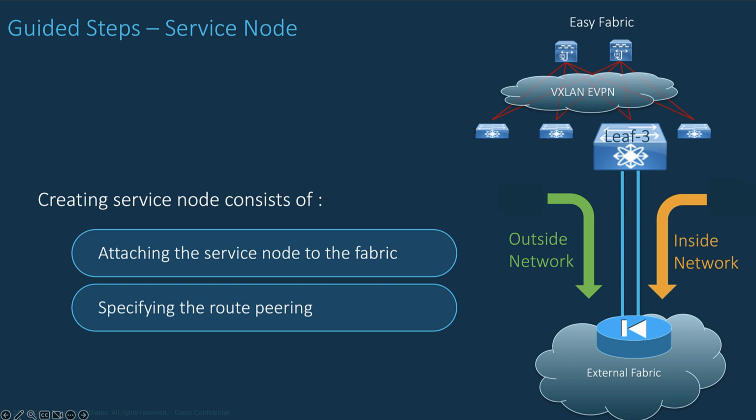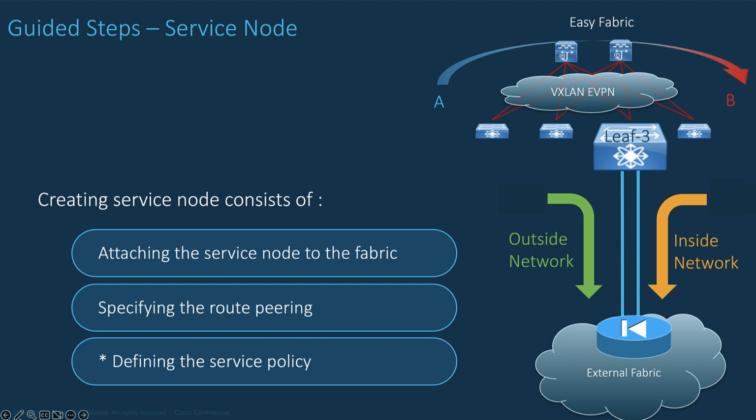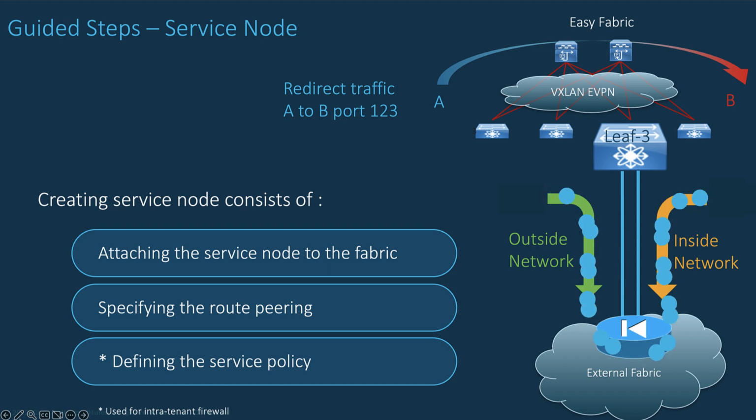Then you need to specify the route peering. That means how to route to and from the network service. And because it's a stateful device, you need to take care of how the return traffic is routed toward the same service node. And lastly, you define the service policy to specify traffic redirection rules to and from the service node. In other words, select and redirect the data packets from a source network A to a destination network B using port XYZ.